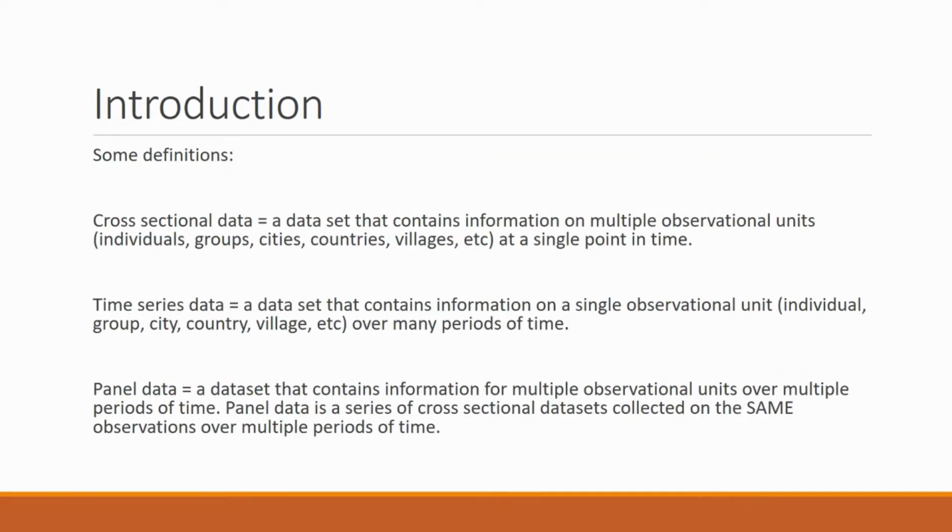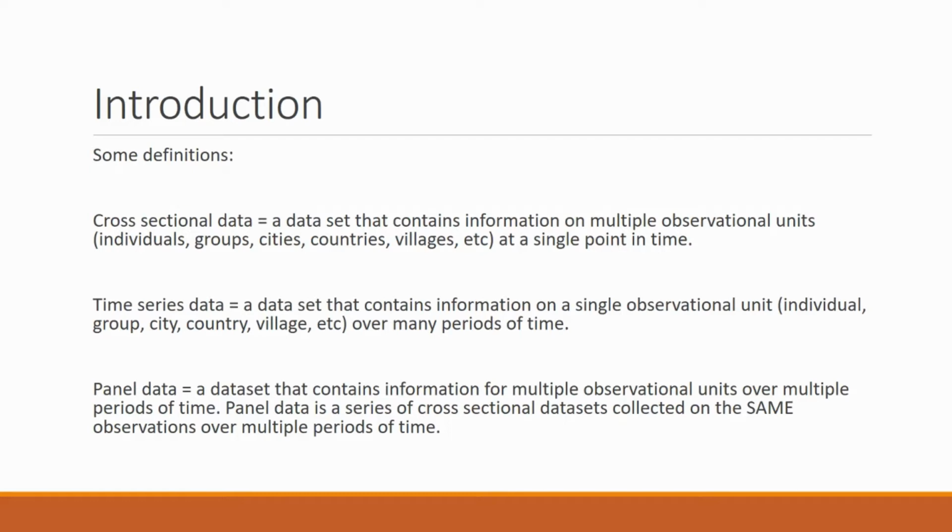So let me define some things. Cross-sectional data, I mentioned it before. Cross-sectional data is a data set that contains information on multiple observational units, like I said, individuals, groups, cities, countries, villages, etc. It has information on multiple observational units, so on multiple people, at a single point in time. So there's one unit of time, multiple units of observations, so multiple people.